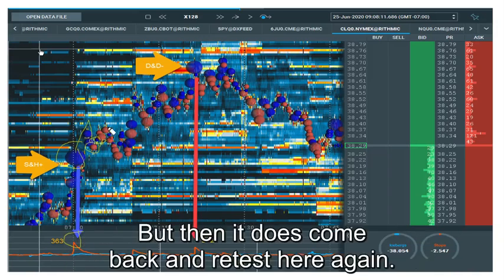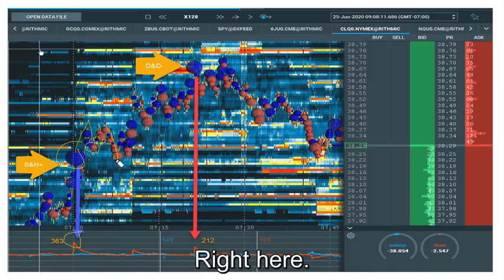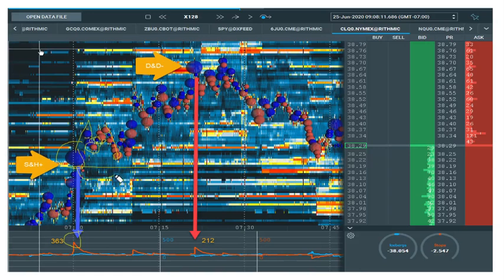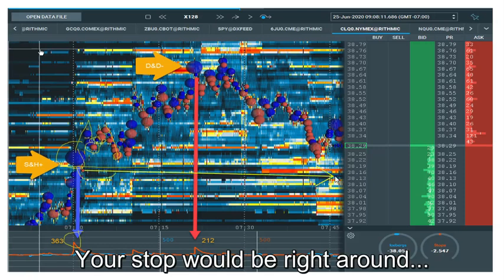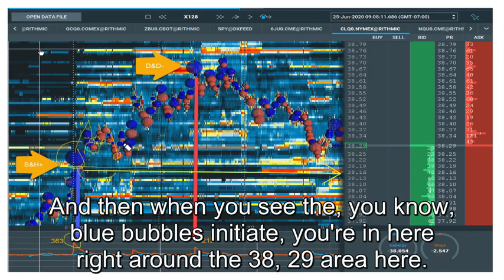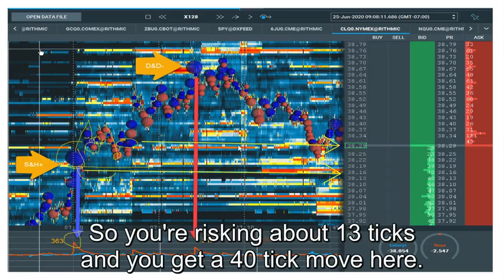But then it does come back and retest here again, right here. Again, your stop is below this area. So we're looking at your stop would be right around, I'd say, the 38.16-ish area. And then when you see the blue bubbles initiate, you're in here right around the 38.29 area. So you're risking about 13 ticks, and you get a 40 tick move here.